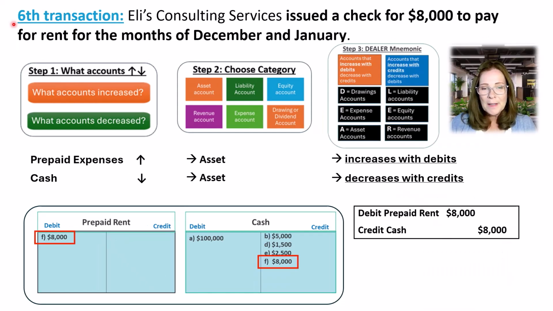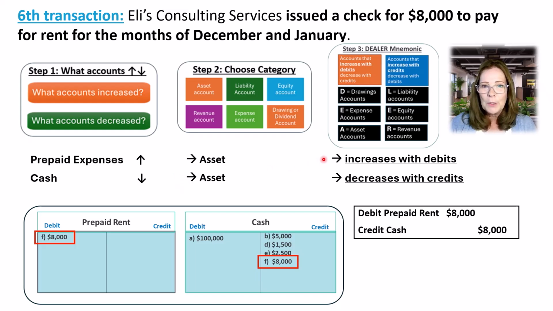For our 6th transaction, Eli's Consulting Services issued a check for $8,000 to pay for rent for the months of December and January. We previously said that the business's prepaid expenses increased because the business now owns this right to use the property, and the cash account decreased because Eli's Consulting issued a check. In step 2, we determined that prepaid expenses are assets, and cash is an asset as well.